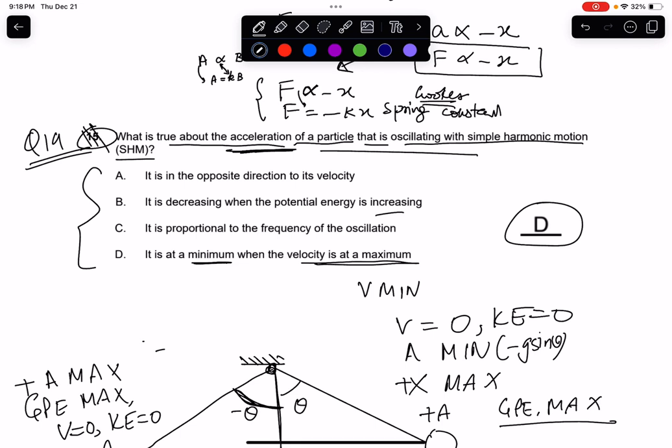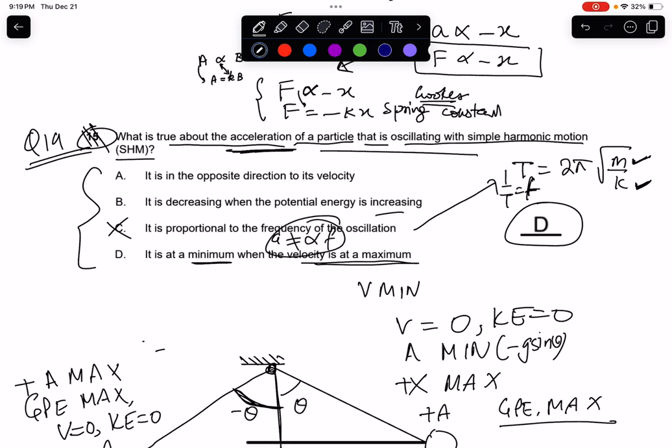Okay. It's not C, because for C we have found that the time period is 2 pi square root of m by k. This is for a mass spring system. And we know that 1 divided by the time period is the frequency. So therefore, the frequency only depends on the mass and the spring constant for a mass spring system. That's what the time period depends on. So that's why the acceleration is not proportional to frequency. Okay, the frequency does not depend on the acceleration.